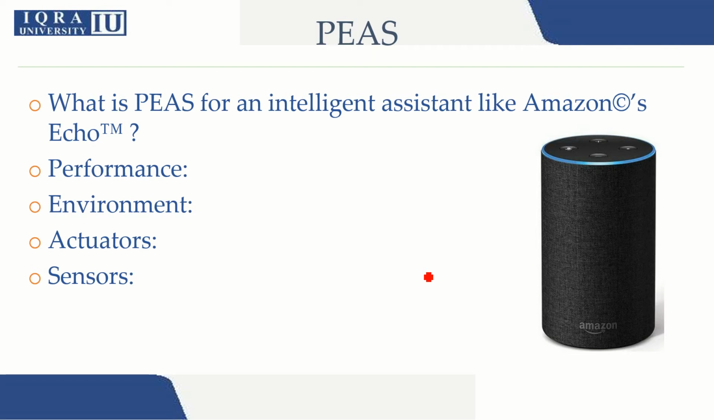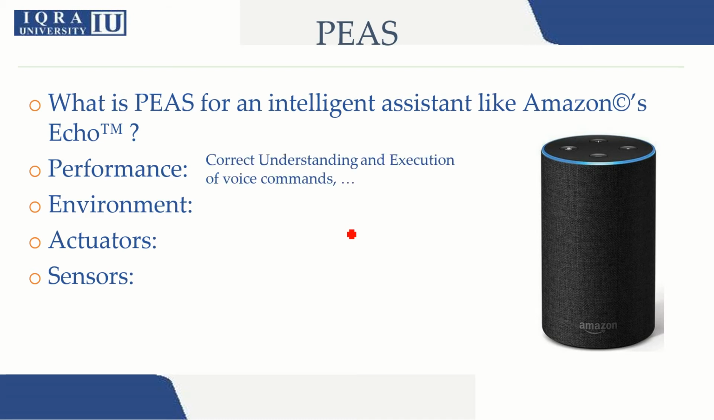And the idea is, you can communicate with this device using your voice, and it can do a couple of things for you. Again, think for a second and try to figure out, okay, if this is an agent, then what should be the performance measure for this device? What could be the environment for this device? What could be its actuators, and what could be its sensors? So think for a second. And if you want, you can pause this video before you get the right answer.